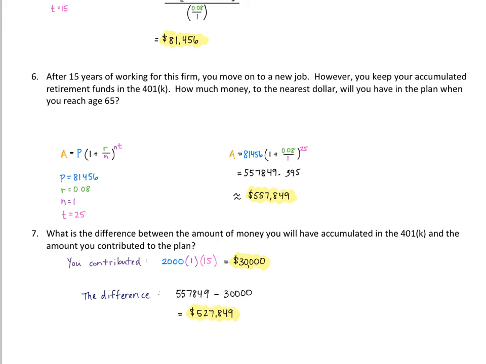And remember, after the 15 years, we didn't touch that account. So we're going to take the amount in the account at the very end, $557,849, and we're going to subtract what we contributed to it. And so we could say in the end, we earned $527,849 just in interest alone. So that's pretty cool.